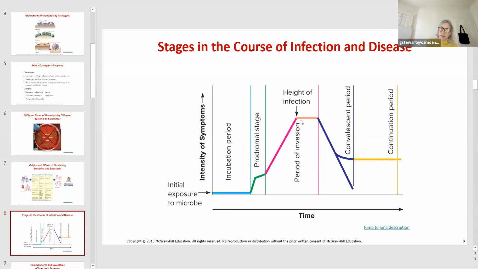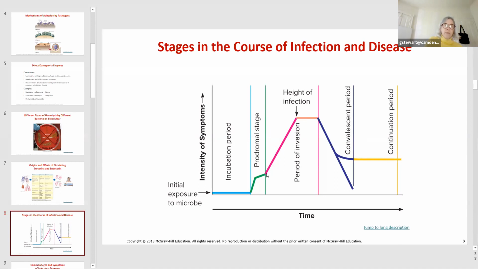This next phase, period of invasion, we used to call it period of illness. It is also referred to as period of infection, right? This is when you exhibit all the classic signs and symptoms of a particular infection that would help a physician or a nurse diagnose what exactly infection you have.